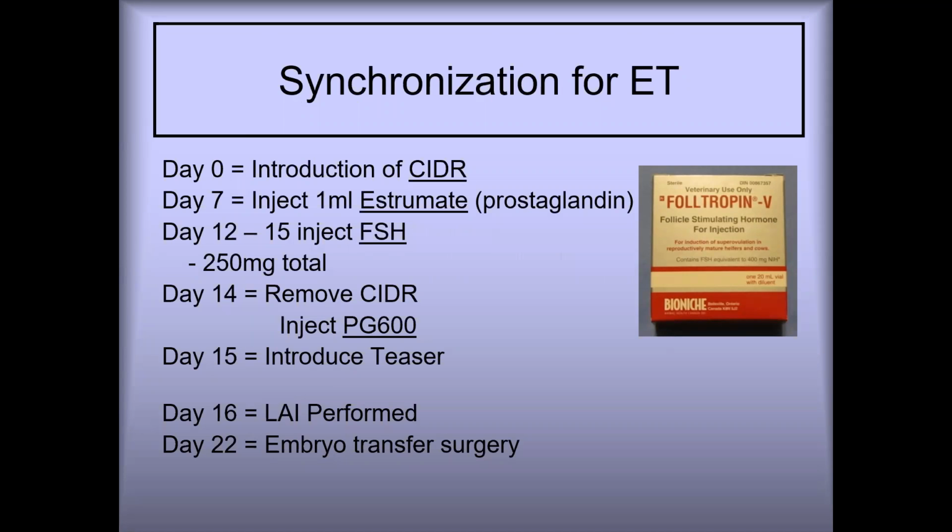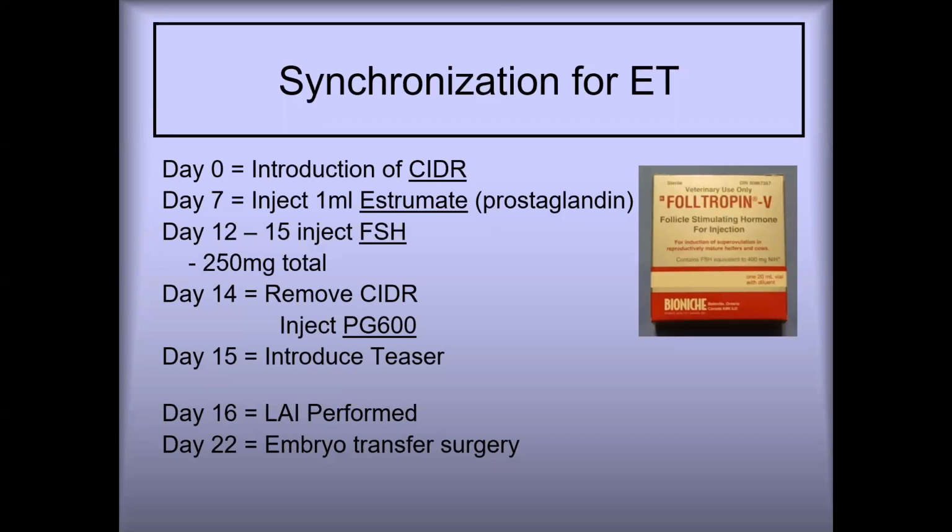So this is a similar protocol to the AI. The CIDR is going to go in on day 0. Estrumate is given on day 7. And then days 12 through 15, they're going to receive Folltropin, which is an FSH product, or a follicle stimulating hormone. That's going to superstimulate the animal and allow multiple eggs or multiple follicles to be developed on the ovaries.